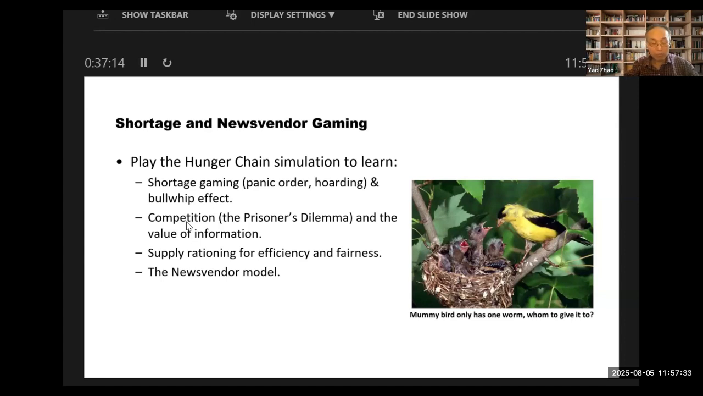So in all our course modules, we tell students how to identify problems and solve problems. Often they only consider their own companies. They don't consider the outside environment. But in this game, if your competitors order more, you are going to get less. So you will have to consider your competitors' actions. And the other learning objective is supply rationing for efficiency and fairness. So they understand why you have to do rationing and how to do rationing. And we also use the game to simulate the newsvendor models.